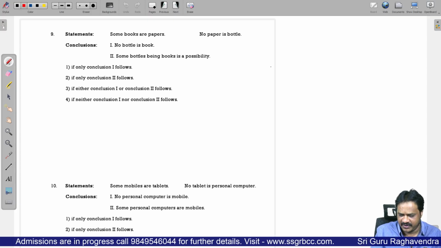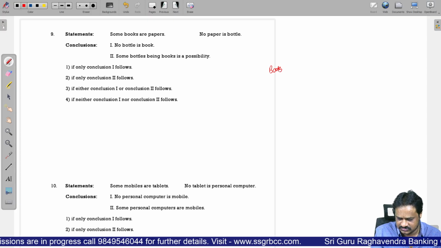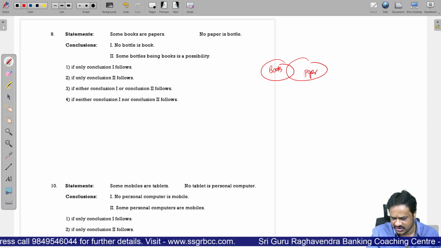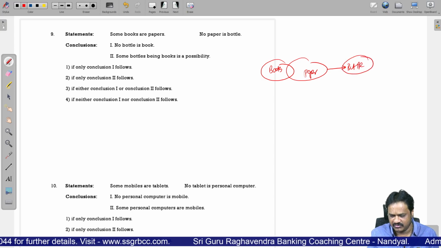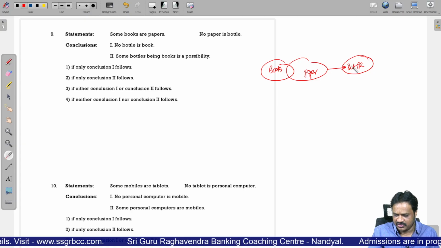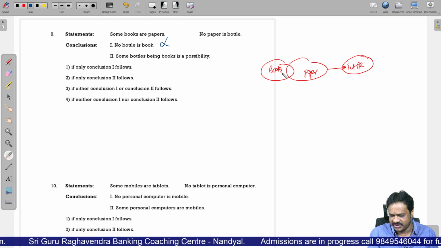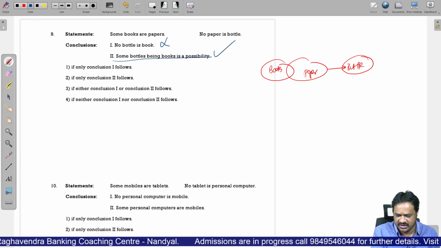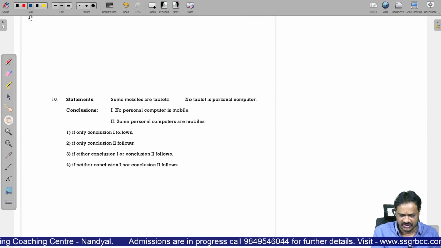Let us see the ninth question. Some books are papers. No paper is a bottle. First one, no bottle is book. Does not follow. Some bottle being book is a possibility. There is no relation between bottle and book, so any possibility definitely follows. The second one definitely follows.